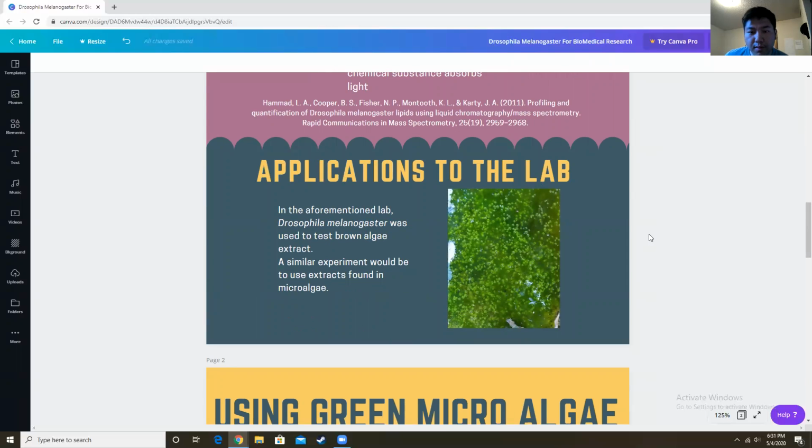In the aforementioned lab, Drosophila melanogaster was used to test brown algae extract. A similar experiment would be to use extracts found in microalgae. Lipids in the form of oils can be extracted from green microalgae and then screened with the fruit flies to test for any health effects.